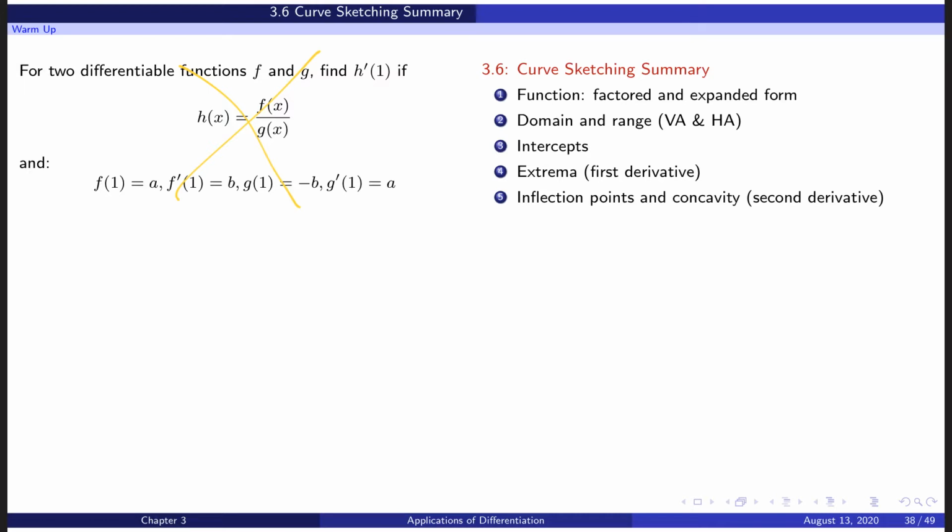So from pre-calc, you know how to factor a function. If it's a rational function, you will have roots in the numerator. You'll have vertical asymptotes in the denominator. The expanded form is going to help you find horizontal asymptotes. As x gets large, what happens to the fraction? Domain and range, again, vertical and horizontal asymptotes. Intercepts, and then extrema is where the calculus kicks in. Take your first derivative, find the critical values, and then inflection points and concavity, which is the second derivative.